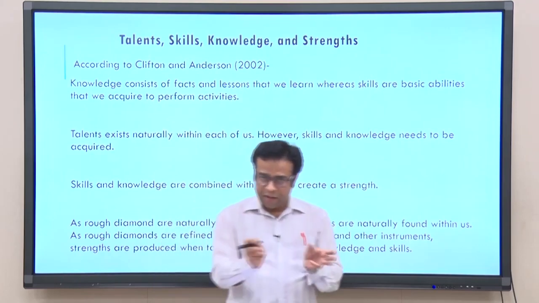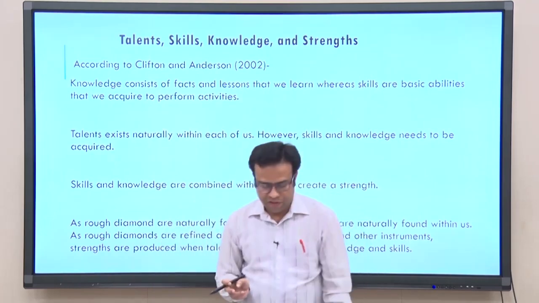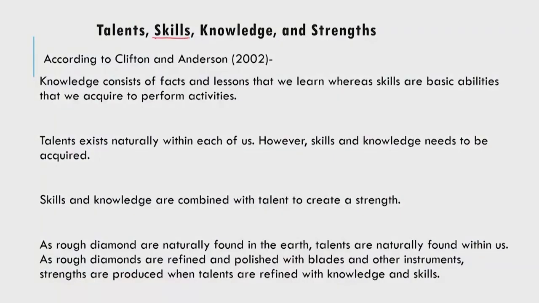So, there are two more related concepts, which are called skills and knowledge. So, we have talents, skills, knowledge and strengths. So, let us see what the differences among them are. According to Clifton and Anderson, knowledge consists of facts and lessons that we learn. Whatever factual things that we learn from our environment or from textbooks or whatever it is, that is knowledge, factual information that we all have.